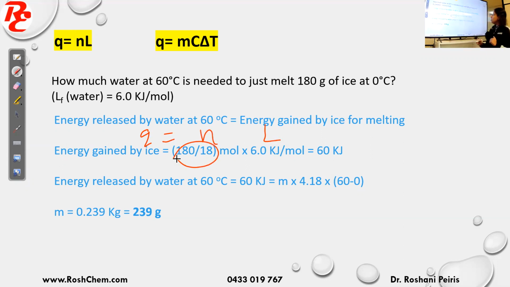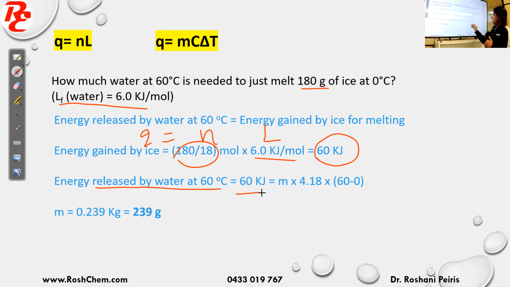So how do we find moles? The mass is given, mass over molar mass. Then times L. So LF, because it's melting, so I use LF value, which is 6 kilojoules per mole. So you get then 60 kilojoules. So this is the energy gained by ice for melting. So then I can say the same amount of energy is released by hot water. Energy released by hot water at 60 degrees is also the same.